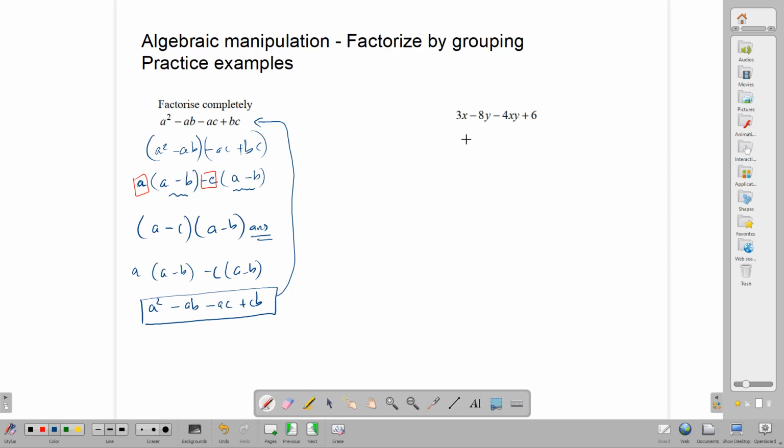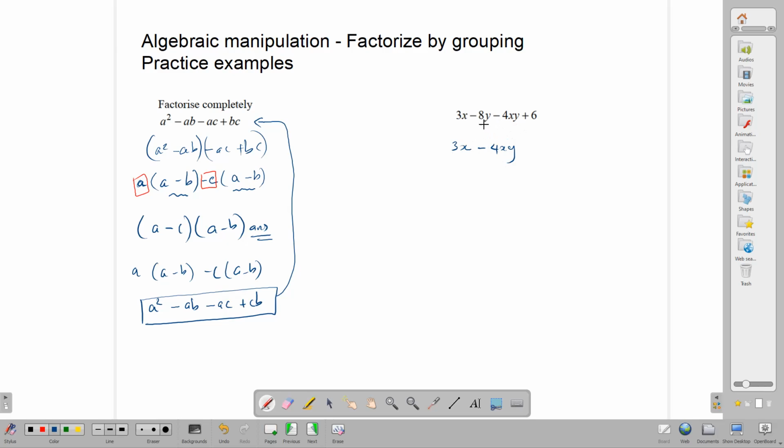Let's try it on this question. So here we have a 3x and a minus 8y. We have a minus 4xy and a plus 6. These two have nothing in common. These two could have, you could divide the negative 4 by 2 and the 6 by 2, but we need the first two to have something in common. So let's rearrange the question so that they have something in common. So I'm going to group the 3x with the minus 4xy.